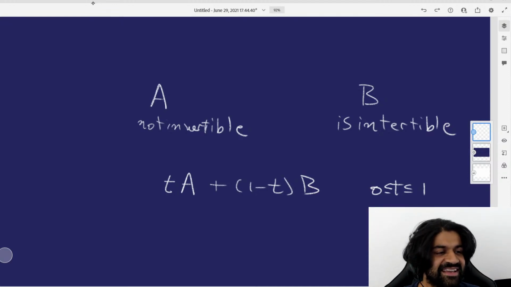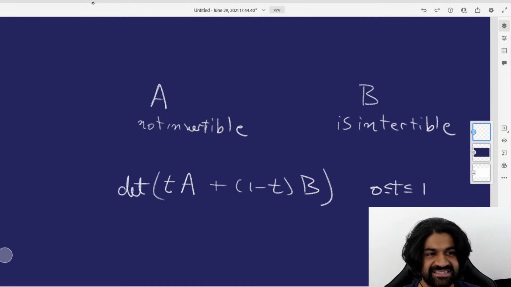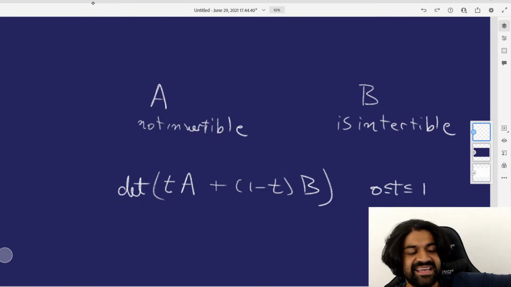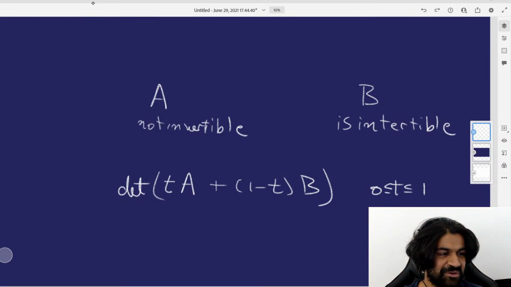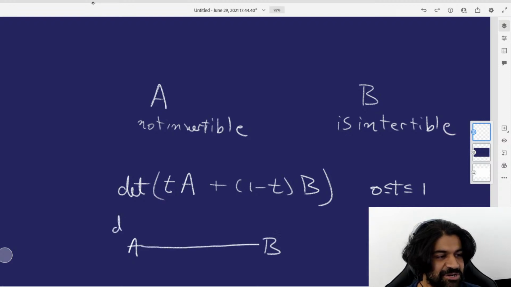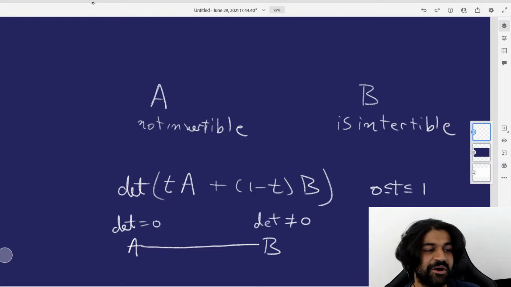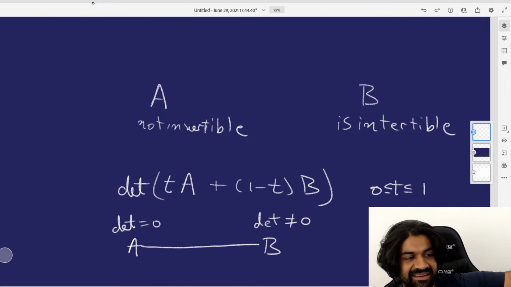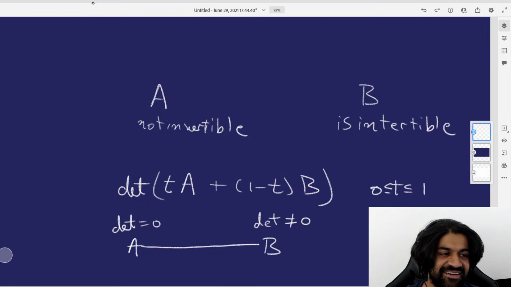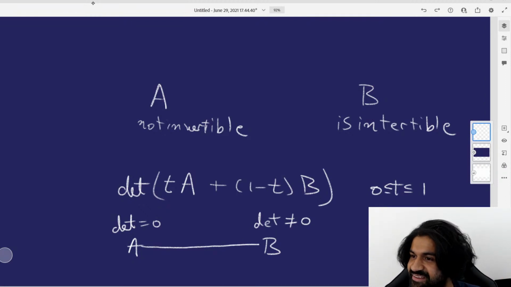Okay? So here's the thing. We know that the determinant of A is 0. We know the determinant of B is not 0. So if you travel on a line segment from A to B, maybe A is here, maybe B is here, you know the determinant here is 0, and you know the determinant here is not 0. Because determinant is a continuous function, somewhere on the line, the determinant has to stop being 0. And this has to do with the continuity of the determinant. Okay?